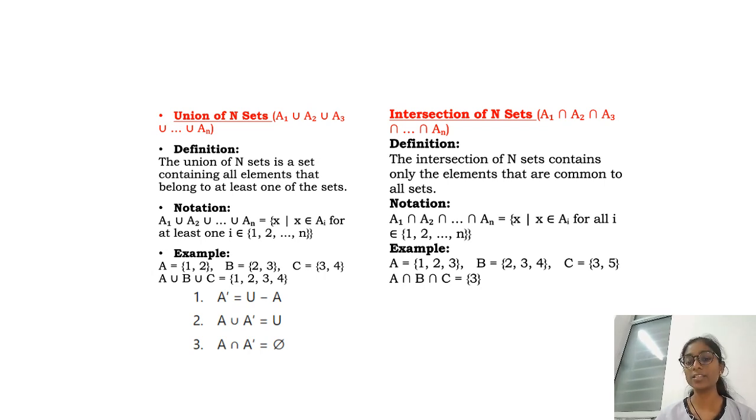And intersection of n sets. A1 intersection A2 intersection A3 and so on up to An. In the definition: the intersection of n sets consists of only the elements that are common to all sets. Notation: A1 intersection A2 and so on up to An equals {X such that X belongs to Ai for all i values, represented as 1, 2, 3, and so on}. Example: A consists of 1, 2, 3, B consists of 2, 3, 4, C consists of 3, 5, and A intersection B intersection C equals {3}.